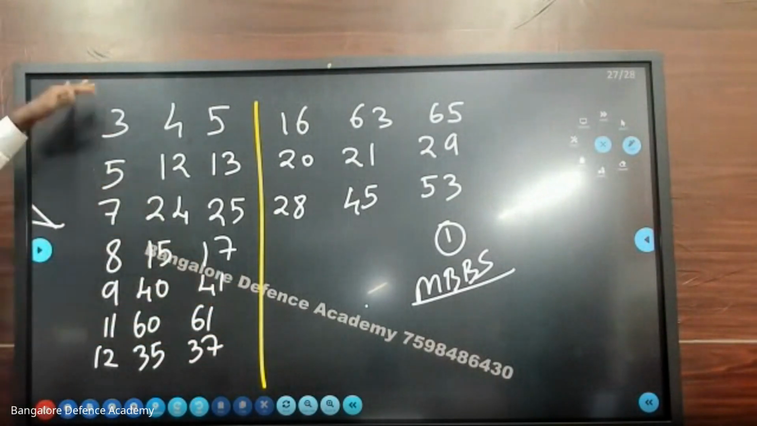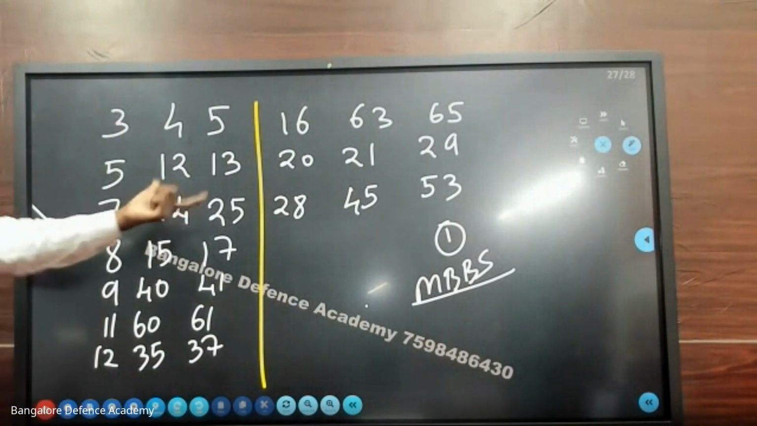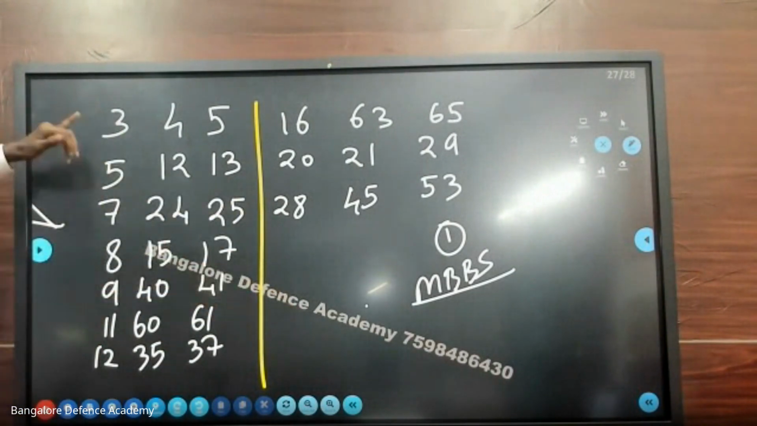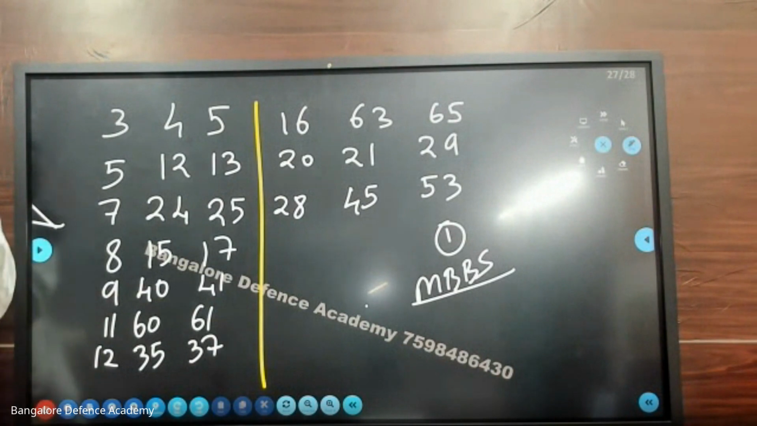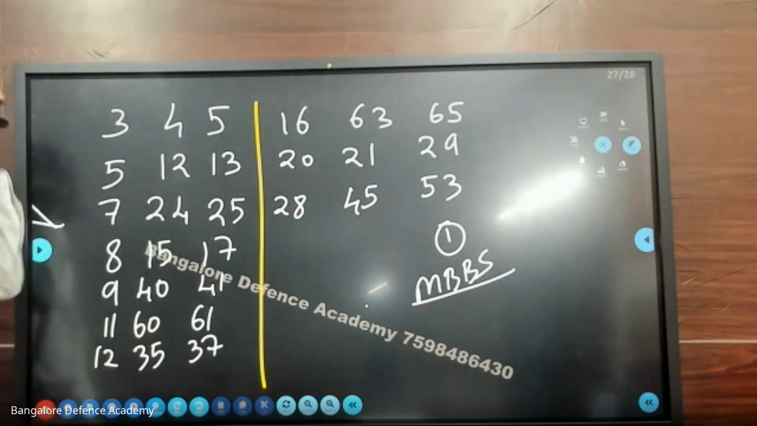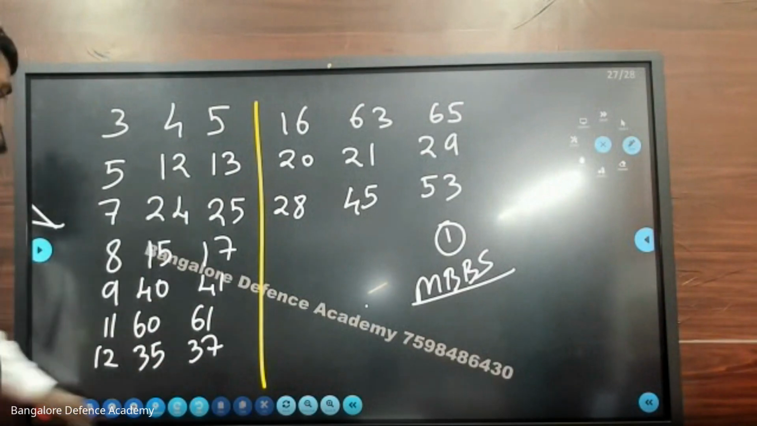Okay. So learn these values by heart, and you already know the Pythagoras theorem. So 3, 4, 5. Next is what? 5, 12, 13. Next is what? 7, 24, and 25. Next. 20, 21, 29. 28, 45, 53.